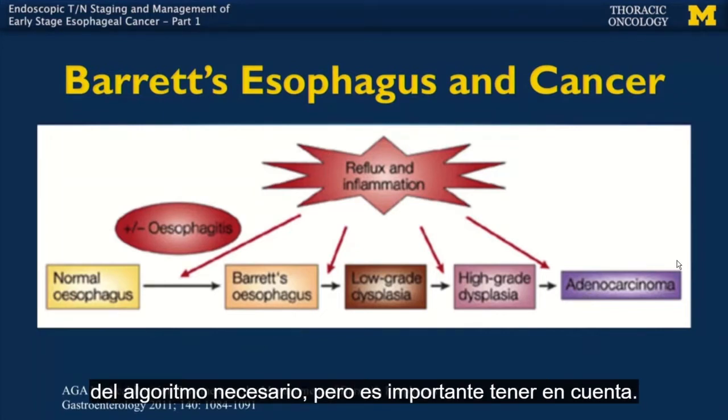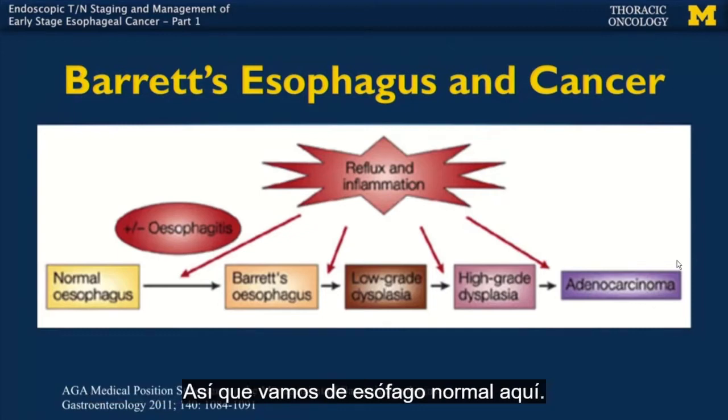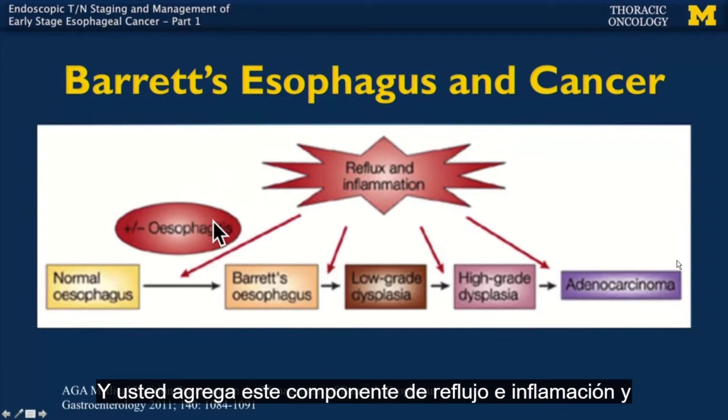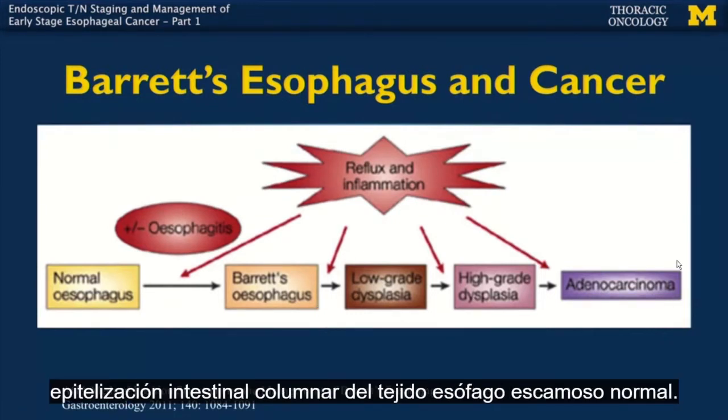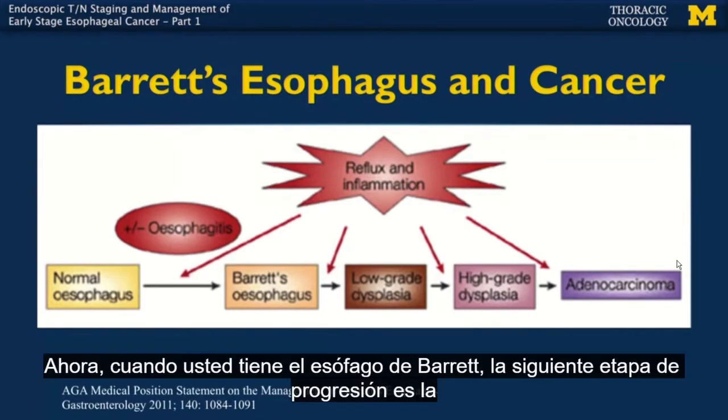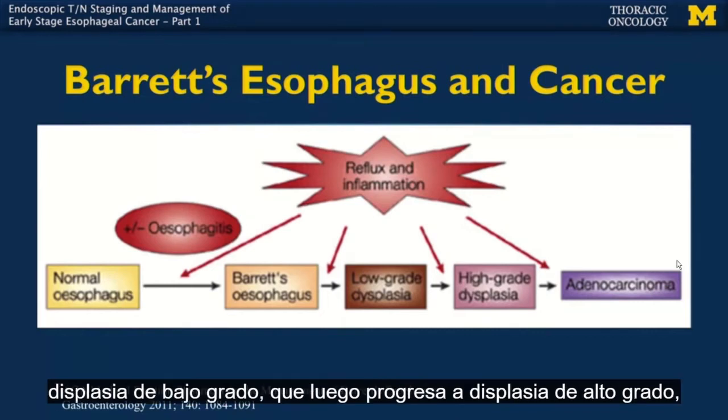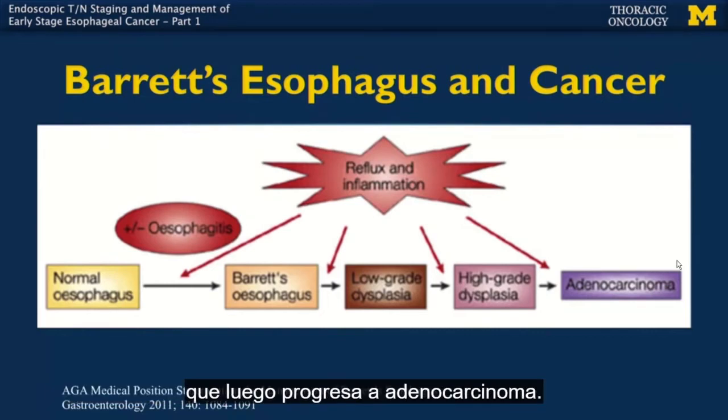So we go from normal esophagus here. There may or may not be esophagitis, and you add this component of reflux and inflammation, and you develop Barrett's esophagus, which again is the columnar intestinal epithelialization of the normal squamous esophageal tissue. Now, when you have Barrett's esophagus, the next stage in progression is low-grade dysplasia, which then progresses to high-grade dysplasia, which then progresses to adenocarcinoma.